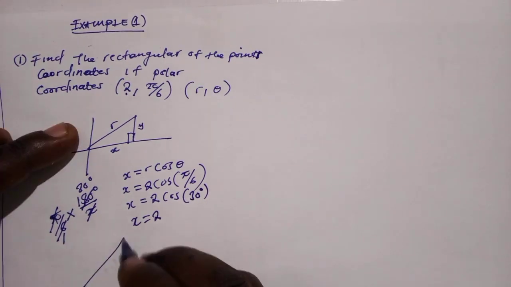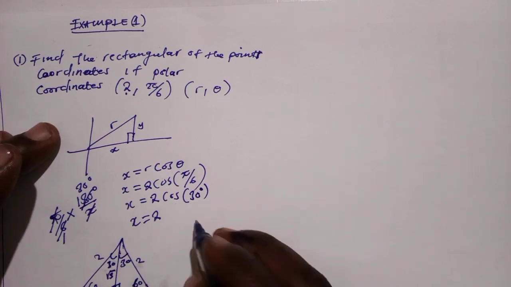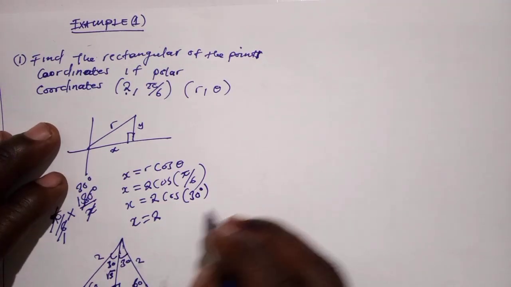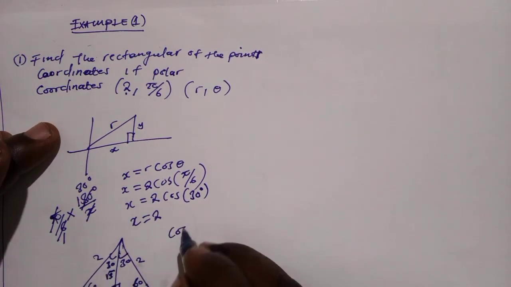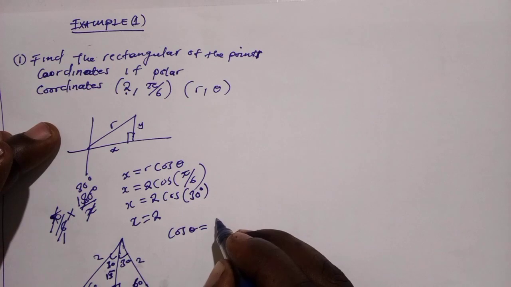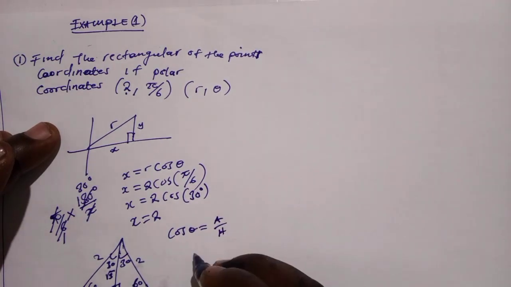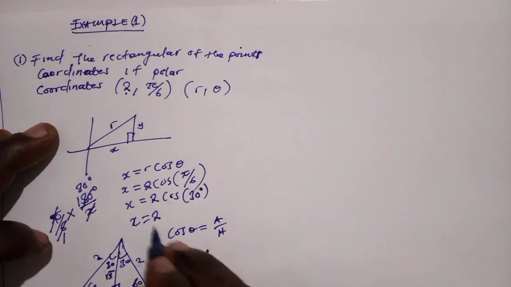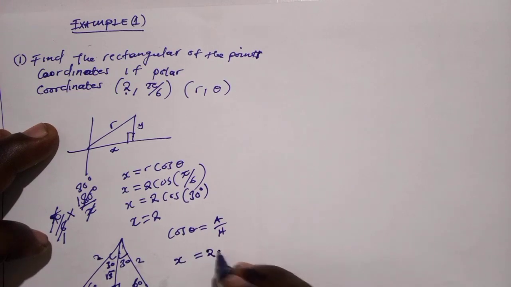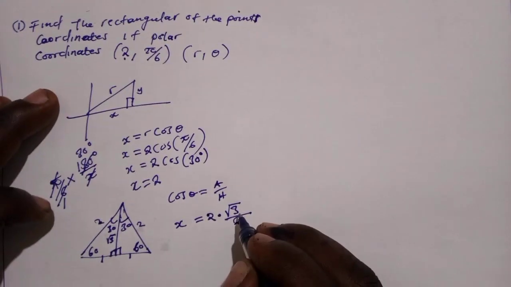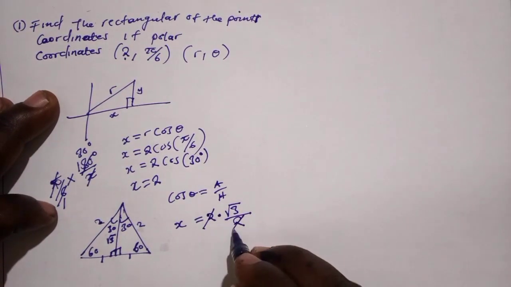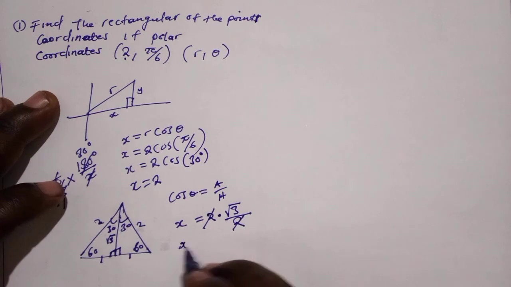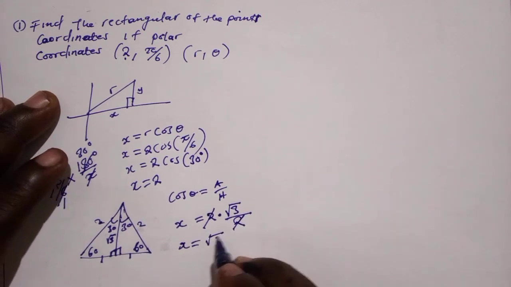So let's try to draw the ratio angles. This is cos 30. We all know that cos theta equals adjacent over hypotenuse. So adjacent will be root 3. X equals 2 multiplied by root 3 over the hypotenuse, which is 2. So here 2 and 2 go, then we remain with x equals root 3.